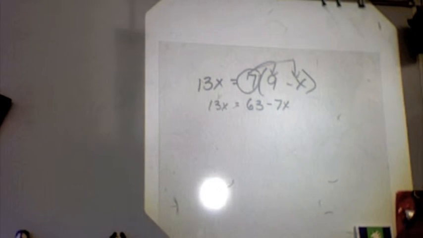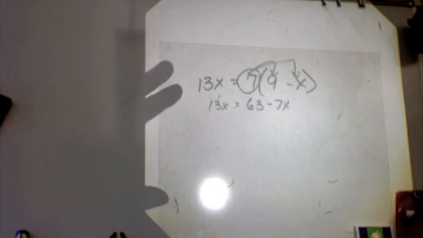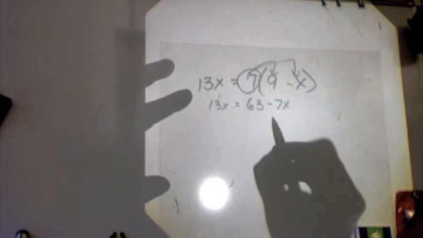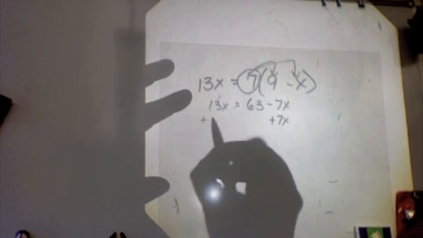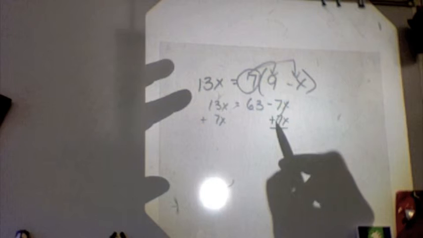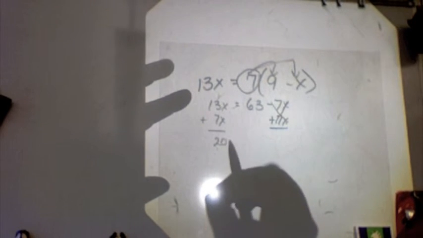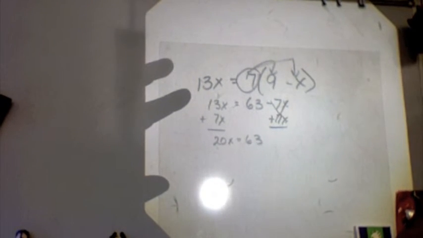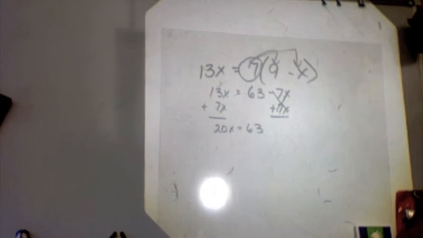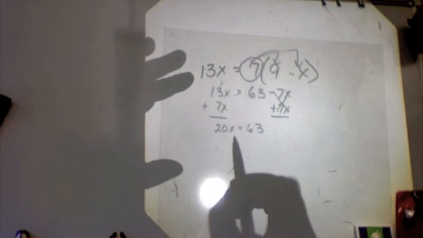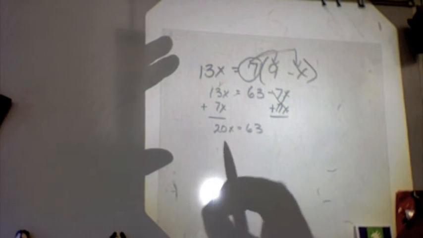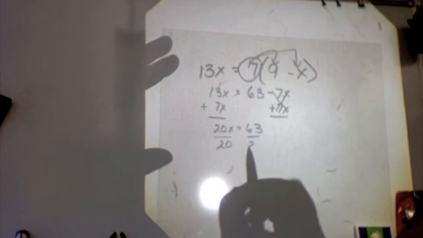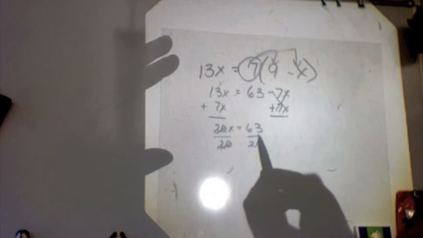Now this is an example of actually equations with variables on both sides. I want to bring the variables together, and I add 7x on both sides because of inverse operation, and I get 20x equals 63. Okay, everybody all right with that? It's cleaning up really nice. We're almost there. One more step. Divide by 20 on both sides, and you get stop, drop, divide.